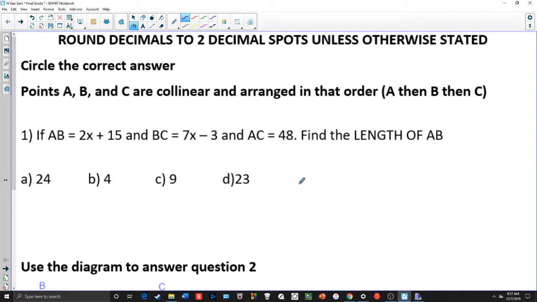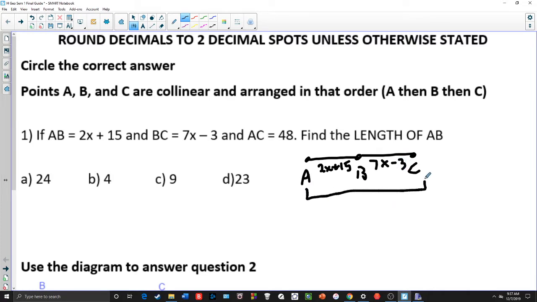So we'll do point A, line, point B, line, point C. So they're in a line and they're in that order: A, B, C. And it says AB is 2x plus 15. So here's 2x plus 15. And BC is 7x minus 3. So here's 7x minus 3. And it says AC, so the entire thing, is 48.